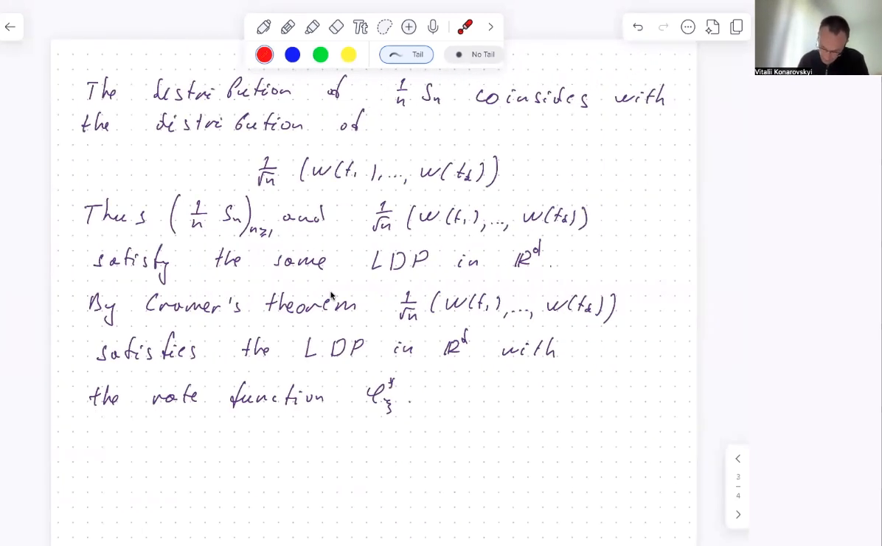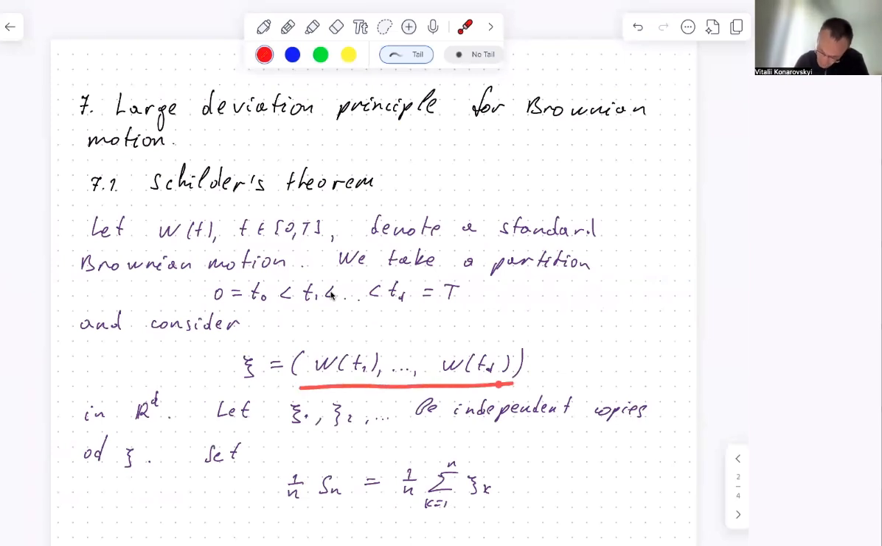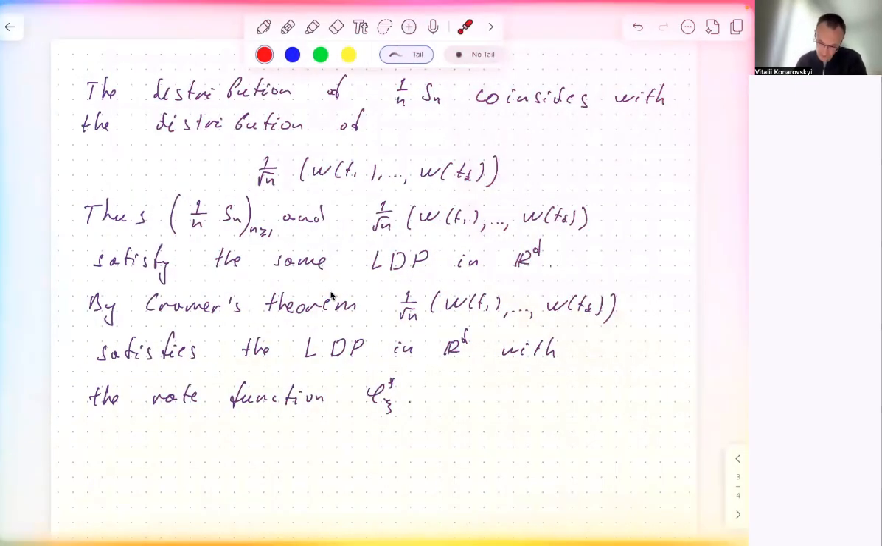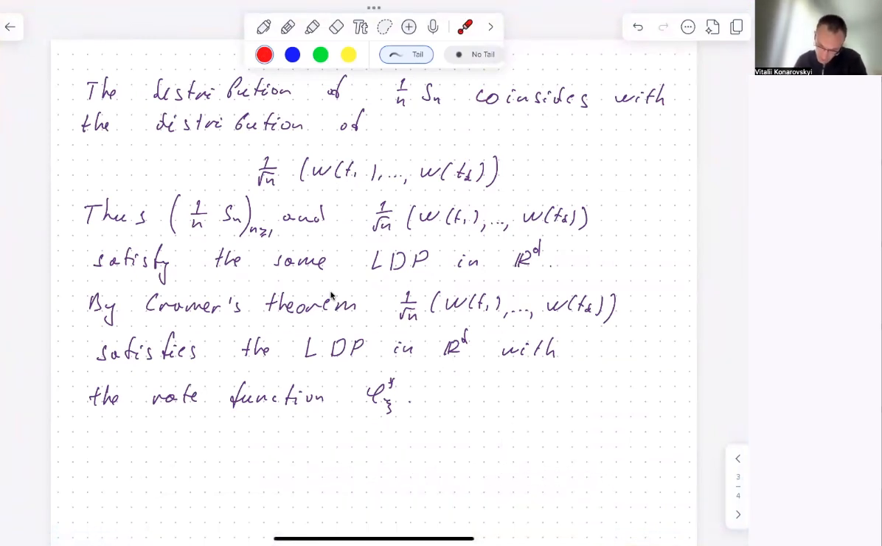So actually, we get that this vector satisfies the large deviation principle with the Fenchel-Legendre transform associated with the finite dimensional distribution of the Brownian motion. And now we would like to see precisely what the Fenchel-Legendre transform is for that distribution. Here we can either use the definition of the Fenchel-Legendre transform, the cumulant generating function, and so on to compute it, or we can use its properties.